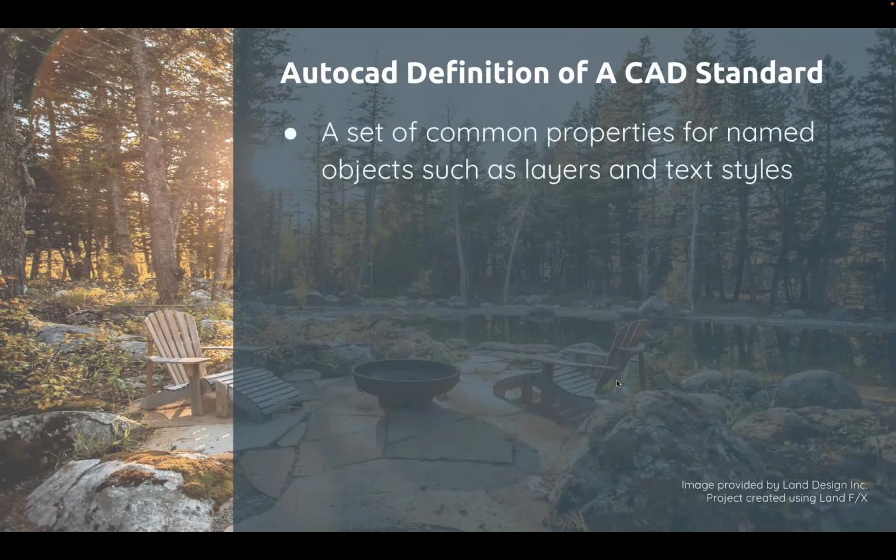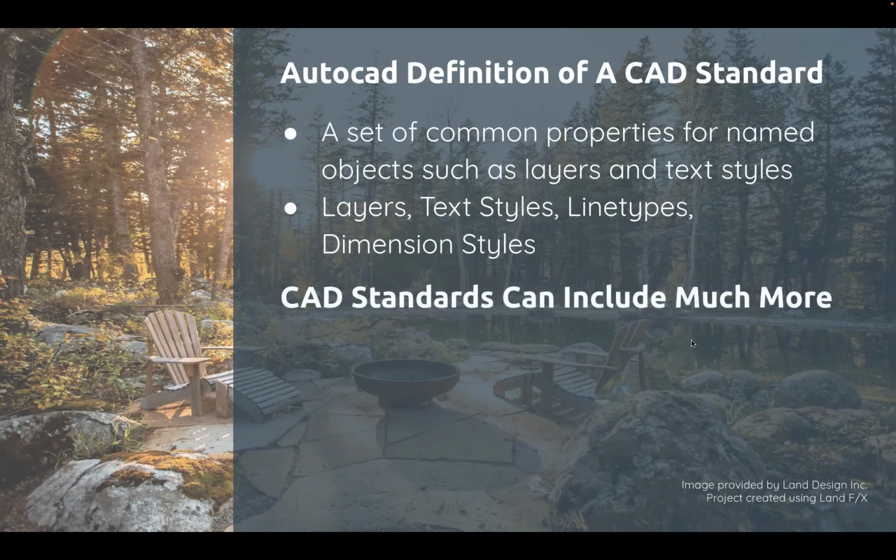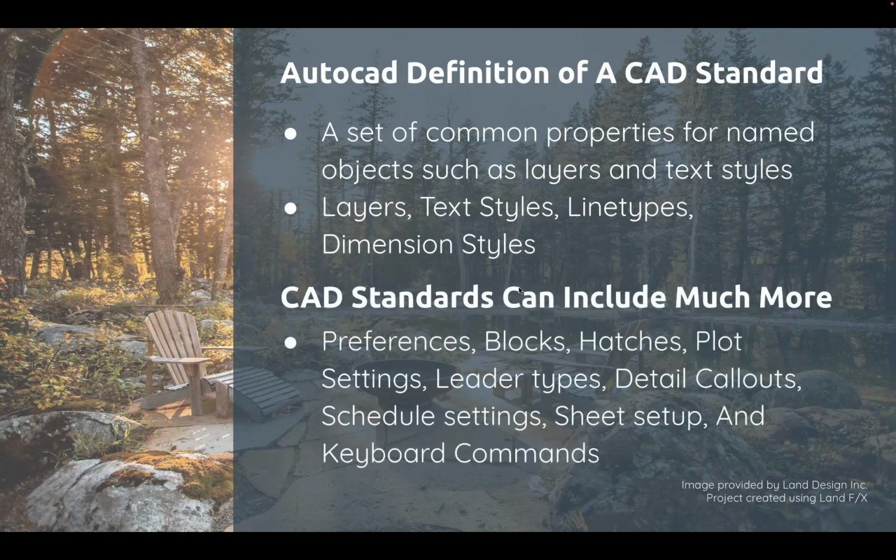Moving on, AutoCAD defines a CAD standard as a set of common properties for named objects such as layers and text styles. If you keep reading, they go on to mention layers, text styles, line types, and dimension styles. Now, these are all very core elements of a CAD standard, but it's not the whole story. A CAD standard, especially when using Land F/X, can go far beyond that. We're going to also be talking about things such as preferences, blocks, hatches, plot settings, leader types, everything I have listed here. And there's so much that we can't possibly cover them all in detail.